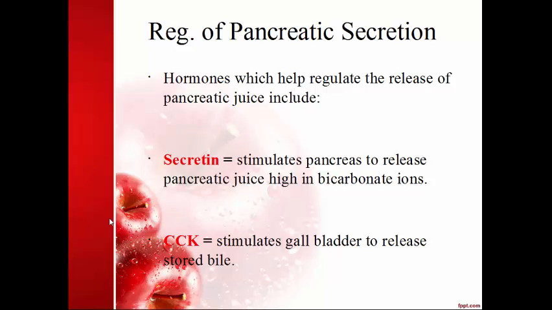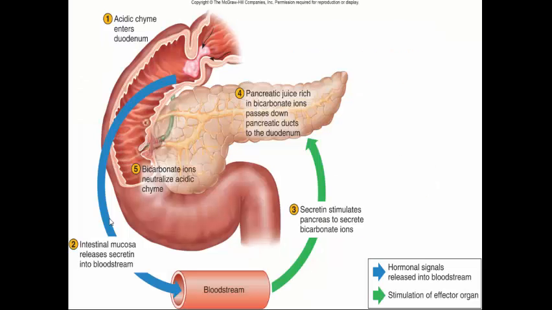There are hormones that will help regulate the release of this pancreatic juice. Here are a few that we'll talk about. The first one, secretin. This will stimulate the pancreas to release the pancreatic juice that is high in bicarbonate ions. Second one, I just put the acronym here, CCK. The full name is cholecystokinin. This will stimulate the gall bladder to release the bile that's stored within the gall bladder. And here's a flowchart on how this works.